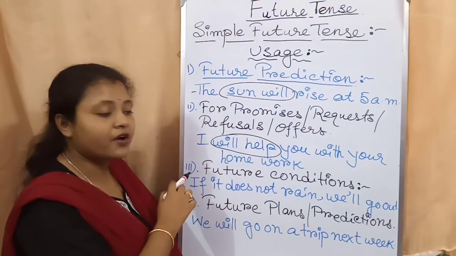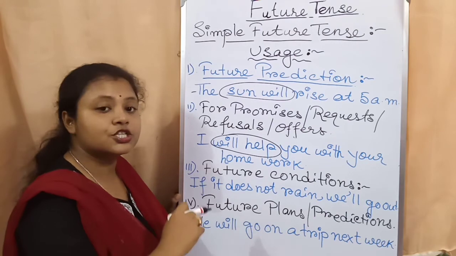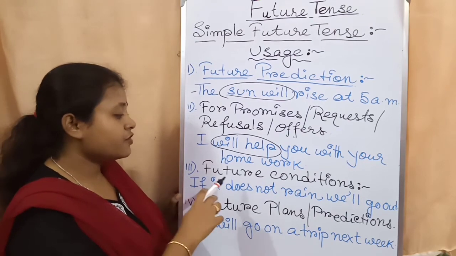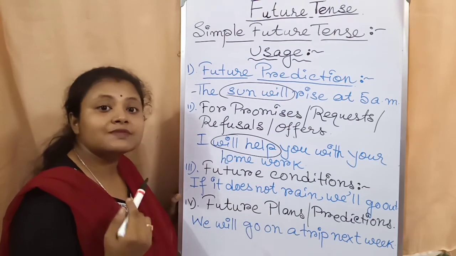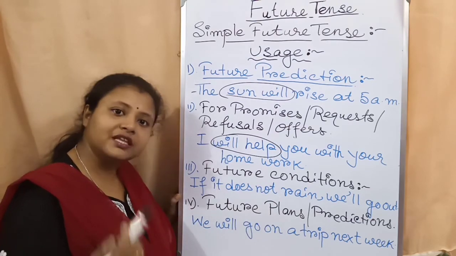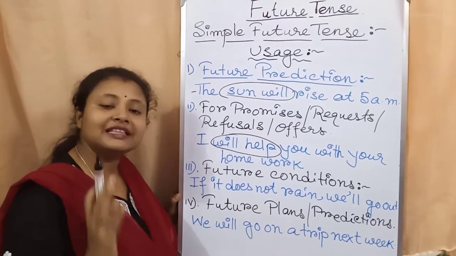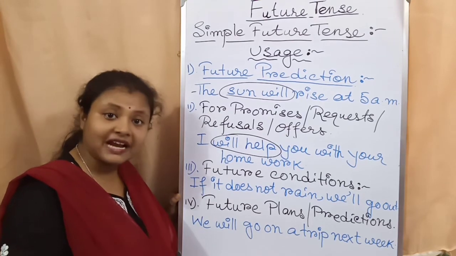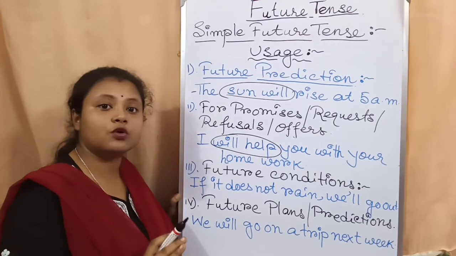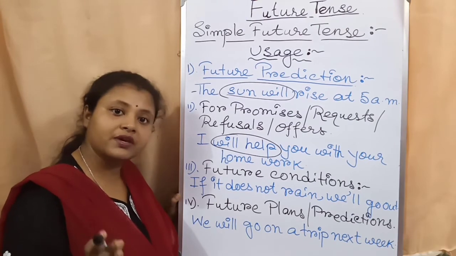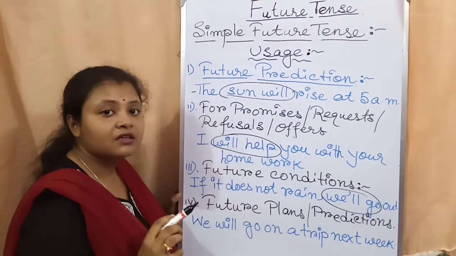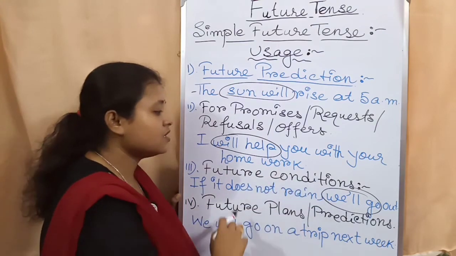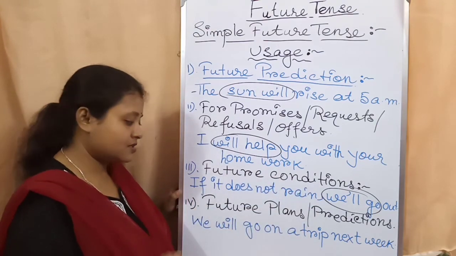Now come to the third point. Future conditions. If it doesn't rain, we will go out. So it is my condition. If it doesn't rain, then we will go out. Only in that case can we go out, if it doesn't rain. So this is my condition. That's why I have used simple future tense here.